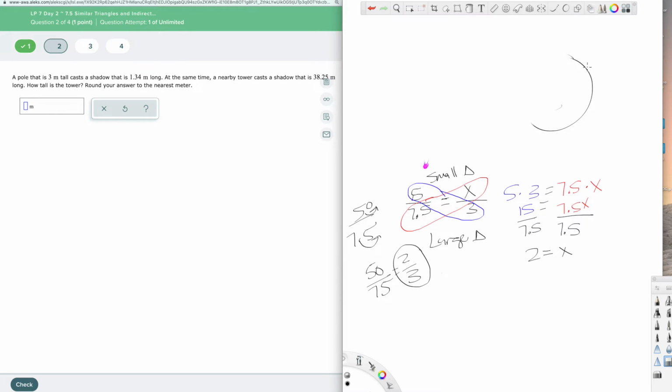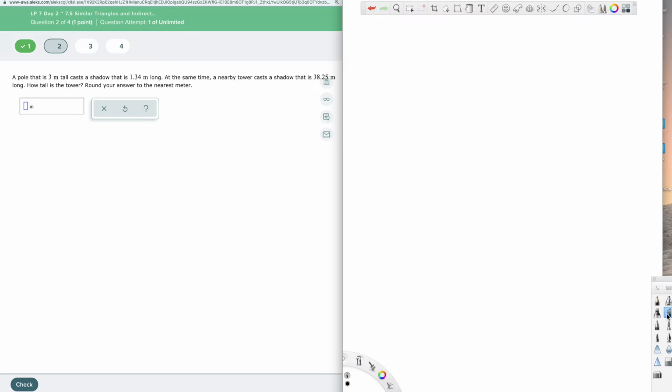All right. So now, indirect measurement is a way of measuring things that would be very difficult to actually measure with a measuring tool. But we can find the measurement of things using other things around them, especially if we have similar triangles.